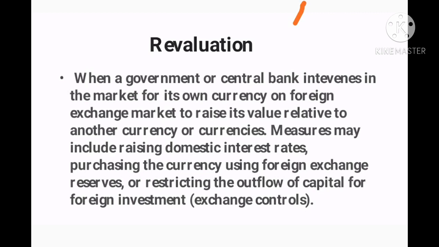Now the next is, what is revaluation? When a government or central bank intervenes in the market for its own currency on the foreign exchange market to raise its value relative to another currency or currencies. Measures may include raising domestic interest rates, purchasing the currency using foreign exchange reserves, or restricting the outflow of capital for foreign investment through exchange controls.